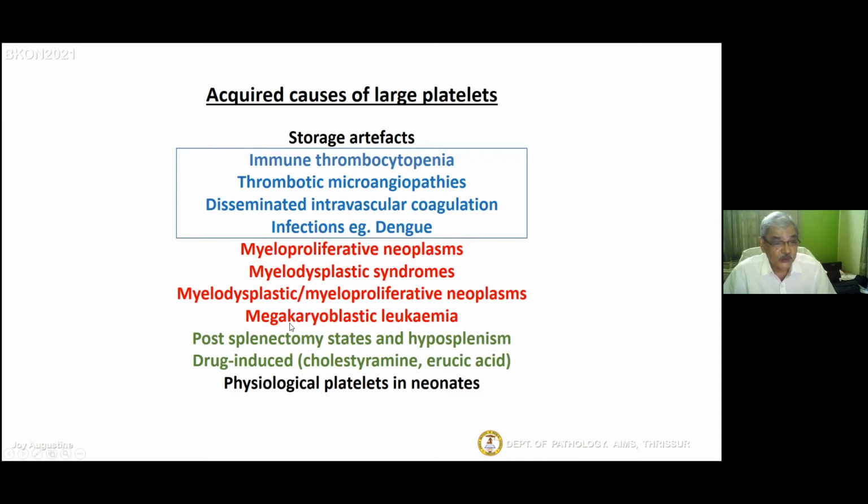Then, of course, you have got a group of neoplastic conditions where you have large platelets, and some of these conditions will have thrombocytosis with large and small platelets, which is very classical. And then in post-splenectomy states, you get marked thrombocytosis with marked platelet anisocytosis, and rarely you can get drug-induced, where cholestyramine is a drug which is given for reducing cholesterol, and this can actually produce enlarged platelets in the peripheral blood. Now, physiologically, the platelets in neonates can be large, just like there are RBCs which can be large. So we have to be careful about this.